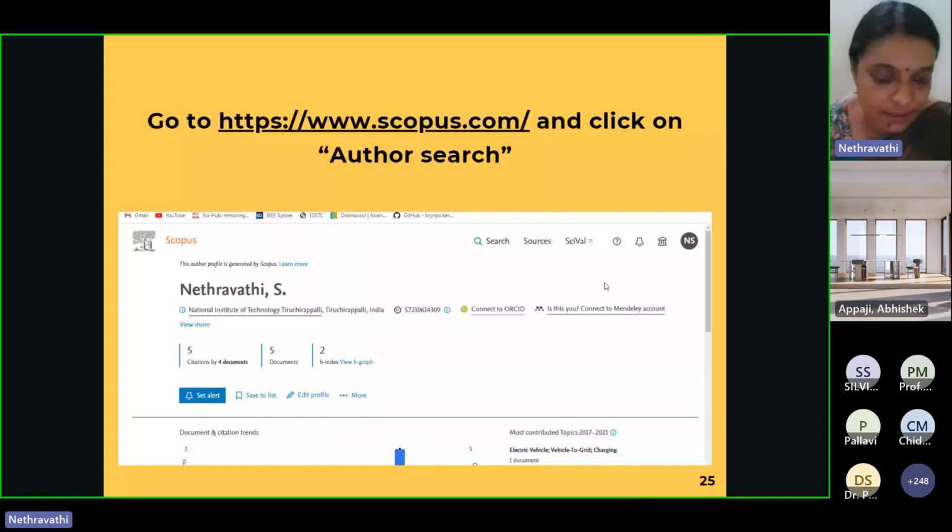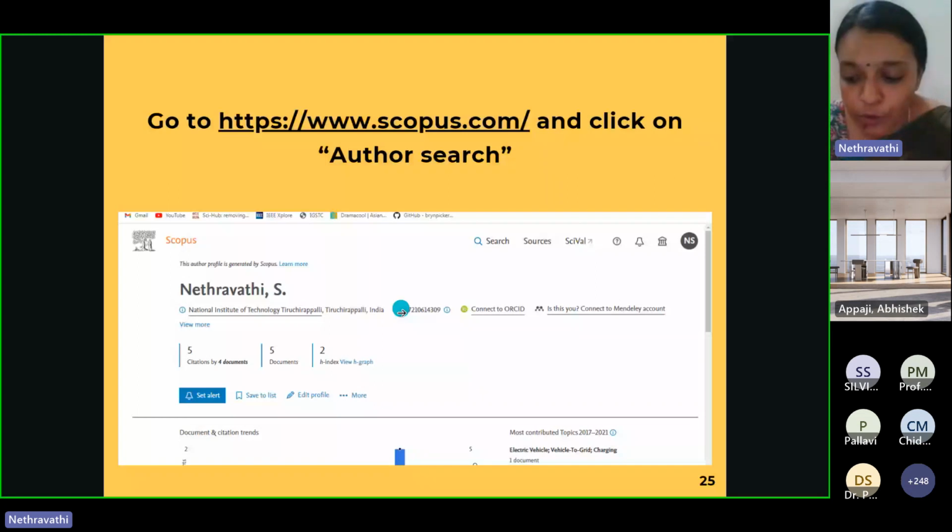So it will look like this. You can see my name, and this is the Scopus ID which I have. I can also connect it to ORCID. Nowadays, whatever IDs I'm talking about, apart from Google Scholar, the rest all have to be interlinked. And we can also connect it to a Mendeley account. I hope all of you know what a Mendeley account is. Mendeley is basically a reference manager. This is how my Scopus ID looks.